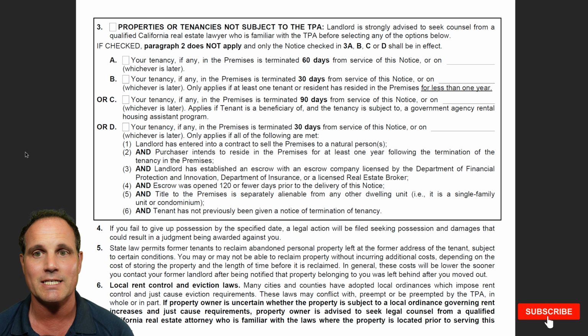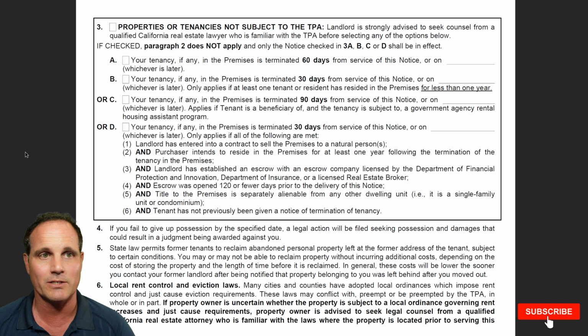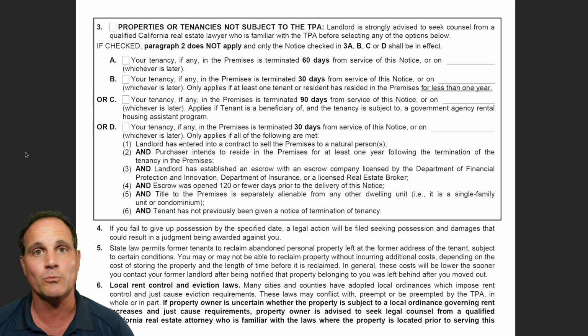C is the special case for a 90-day termination, and that is if the tenant is essentially getting housing assistance. So Section 8 being a popular one, it would be required that they receive a 90-day notice. And then D is a special case. If you're going to try to terminate faster, it has to be a property that's in escrow and meet all these other requirements. Then the tenant can be given a 30-day notice. But I personally haven't come across this, and I don't know how excited an eviction attorney would be about this particular one. So run this by your attorney before you use 3D, because it's a little more complicated.